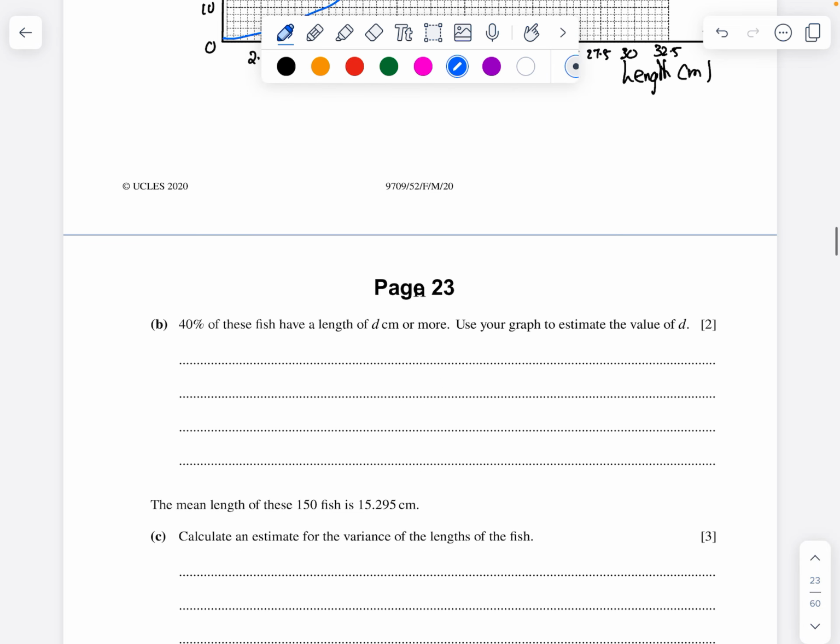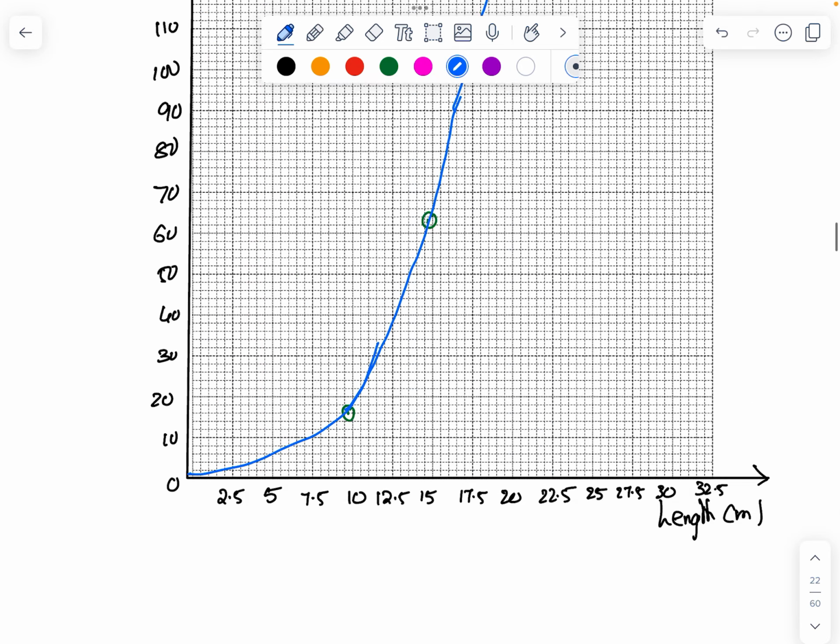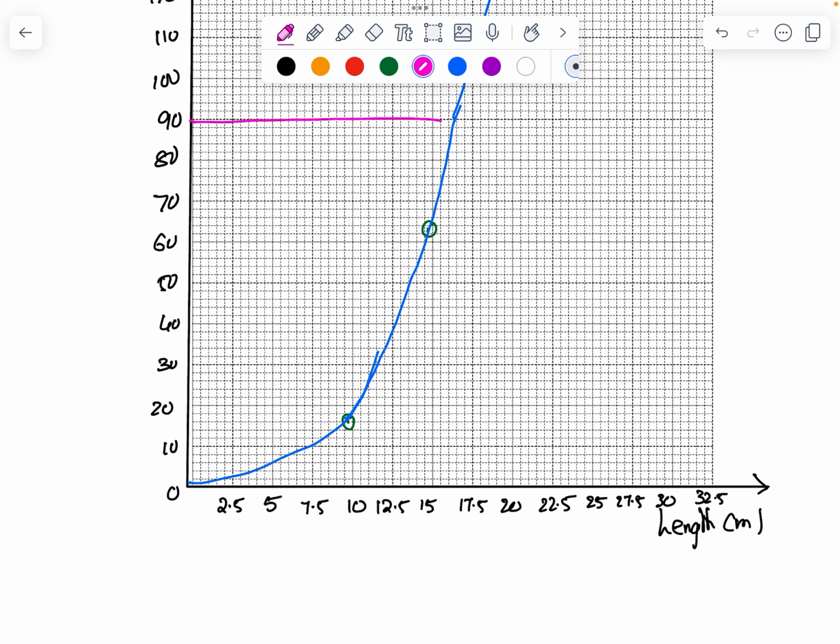Now 40% of these fish have a length of d centimeters or more. Use the graph to estimate the value of d. So what am I going to do? 60%. The remaining is 40%. So 60% of 150 is going to be nothing but what? 90. So from 90, I am going to draw a straight line and then drop it down and get an answer.